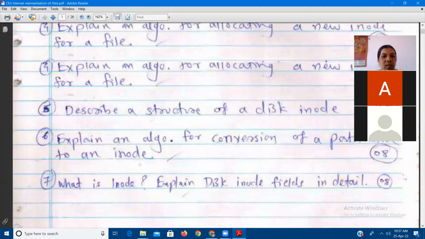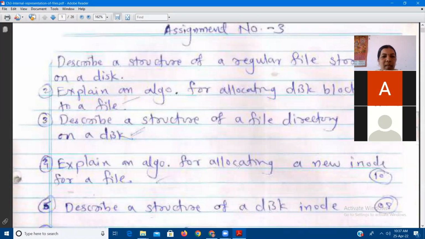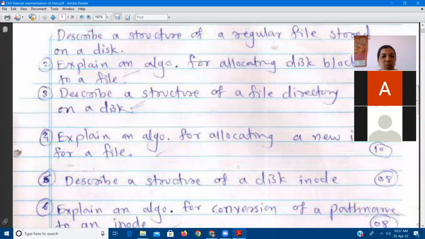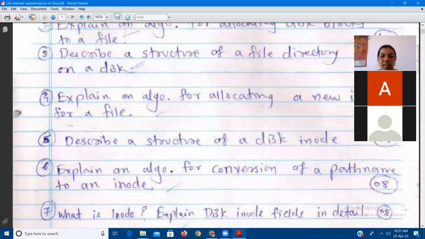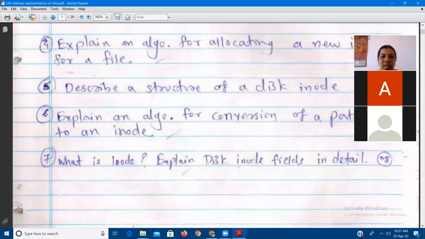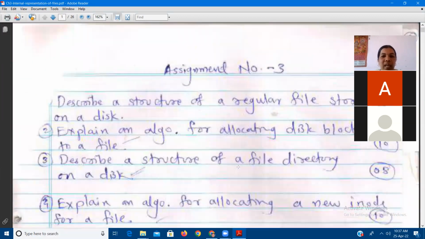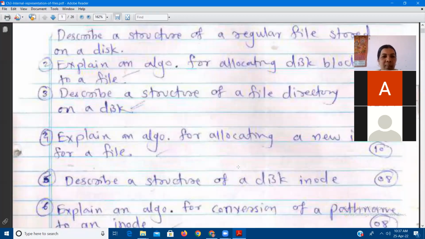Again, over here, I have given the assignment. I will share this document with you, this PDF of the third chapter. Describe the structure of a regular file stored on a disk. We'll discuss it again with the help of an example. Explain an algorithm for allocating a disk block to a file. Describe the structure of a file directory on disk. Explain an algorithm for allocating a new inode for a file. Describe the structure of a disk inode. Explain an algorithm for conversion of path name to an inode. What is inode? Explain disk inode fields in detail. Okay, so these are the questions. These are the frequently asked questions for offline examinations. So we'll see.